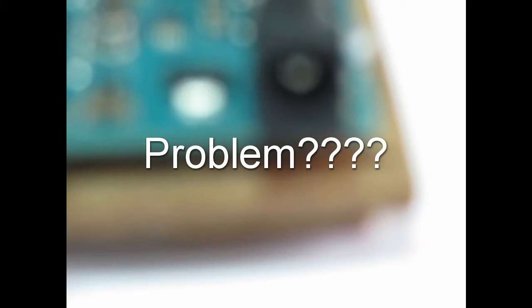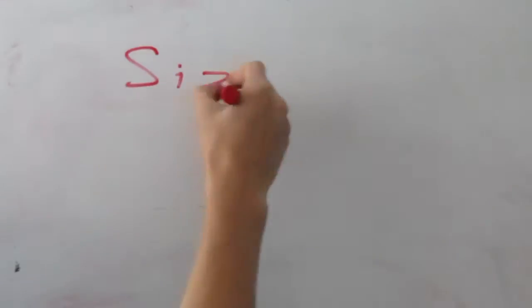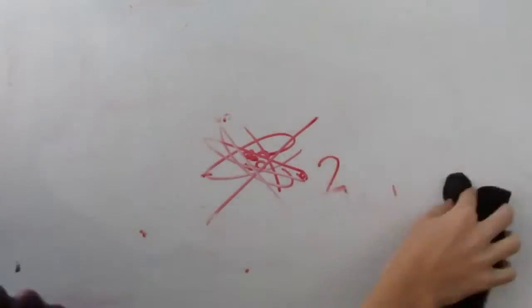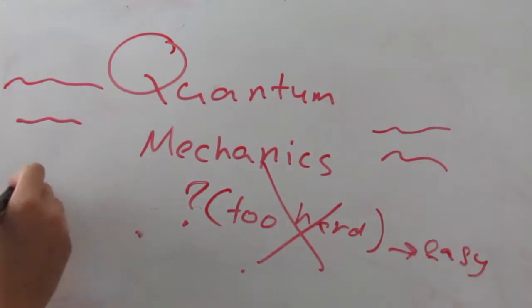Well, is there a problem? Unfortunately, yes, and a big one. You see, Moore's law basically states that transistors will get smaller and smaller every year. When we reach the size of an atom, we can't do anything. But why? Well, that's because of quantum mechanics, and its weird and hard properties.